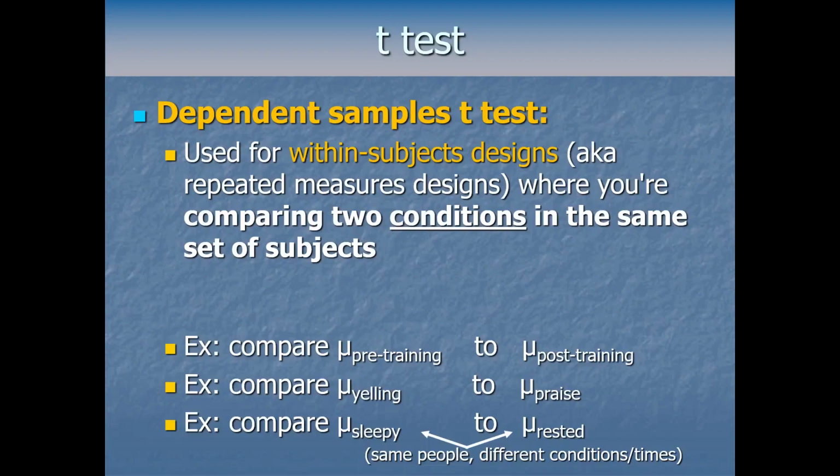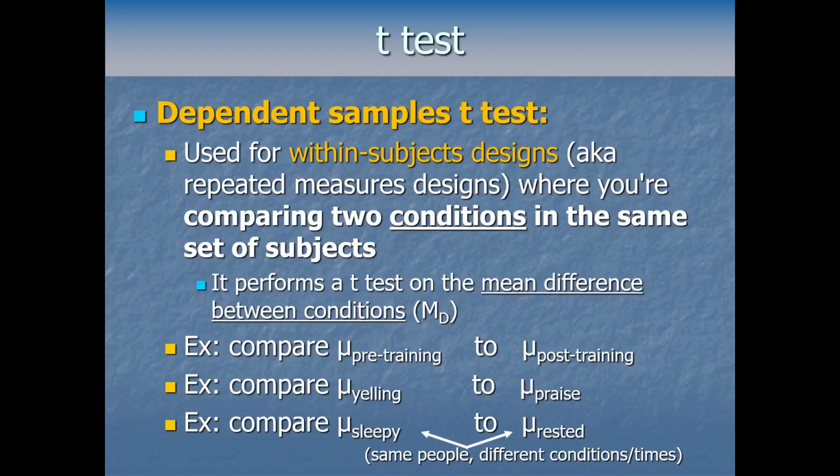For each person, how much lower was their performance when sleepy compared to well rested. So as far as what the calculation is doing, basically we measured everyone's difference score. So we're going to do a t-test on the mean difference between conditions, the average difference between condition 1 and condition 2 across all our subjects. So you just count up everyone's difference score and average those out. And that's it. You've got the mean difference.